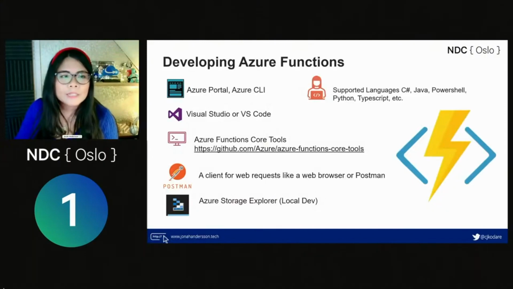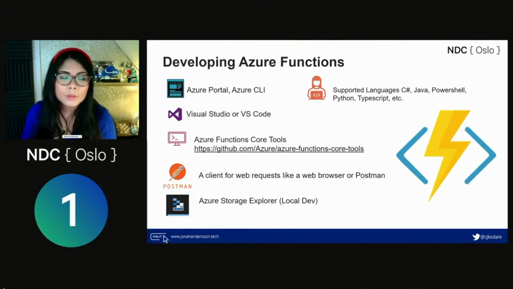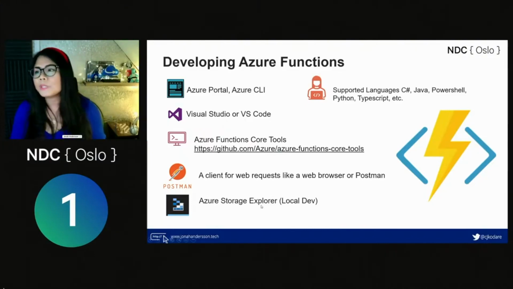And as for developing Azure Functions, there are limitless opportunities. We can code in the Azure portal. You can also use the cloud command line. But for developing locally, we can use our favorite IDE tools like Visual Studio or VS Code. And in order to have your function apps or Azure Functions running locally, you would need to install the recent version of Azure Functions Core Tools, which are often updated.